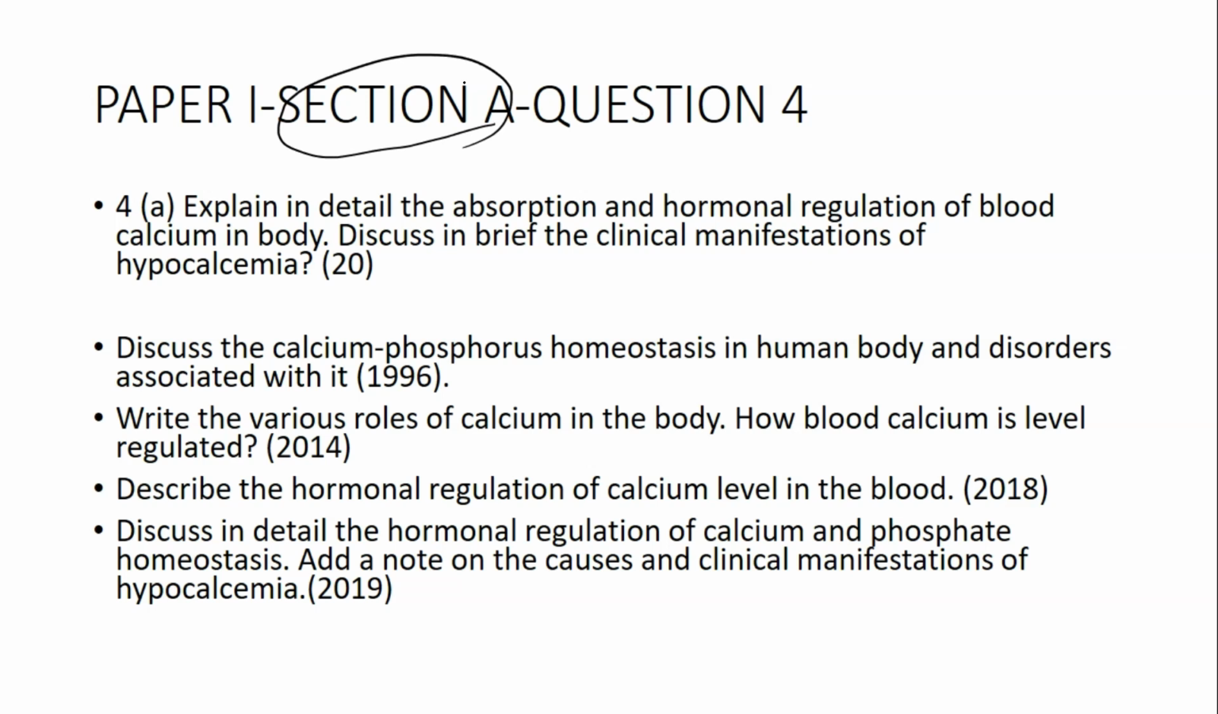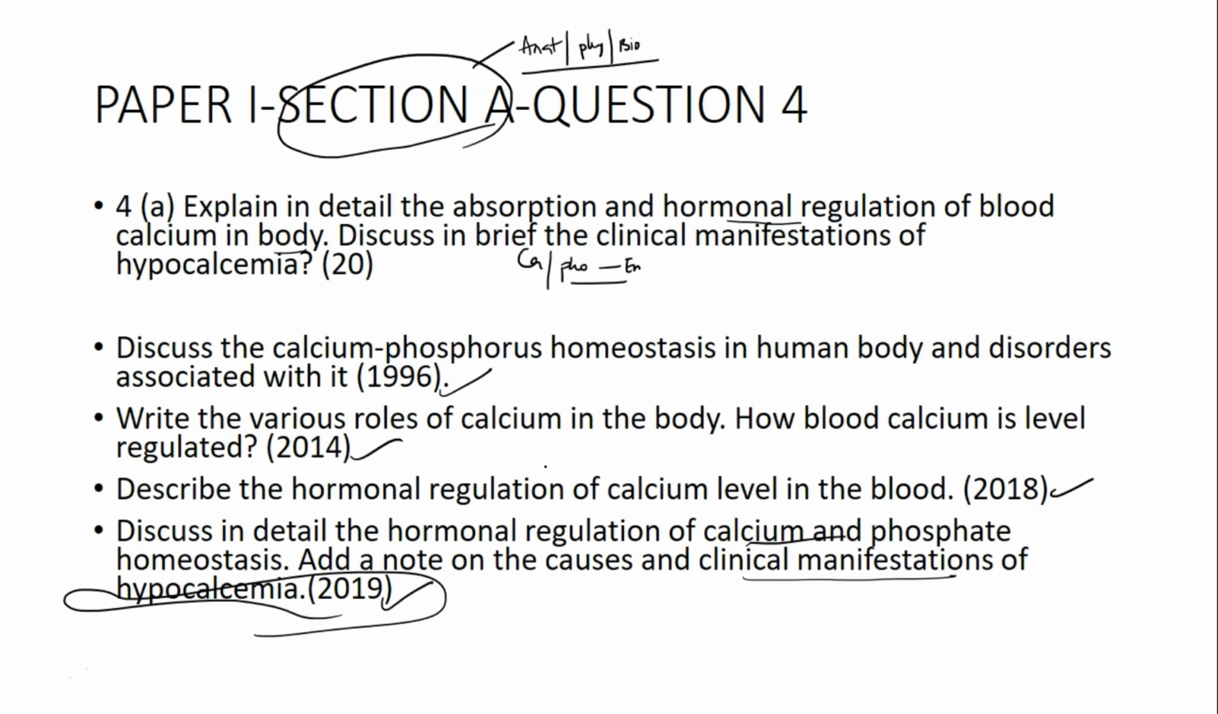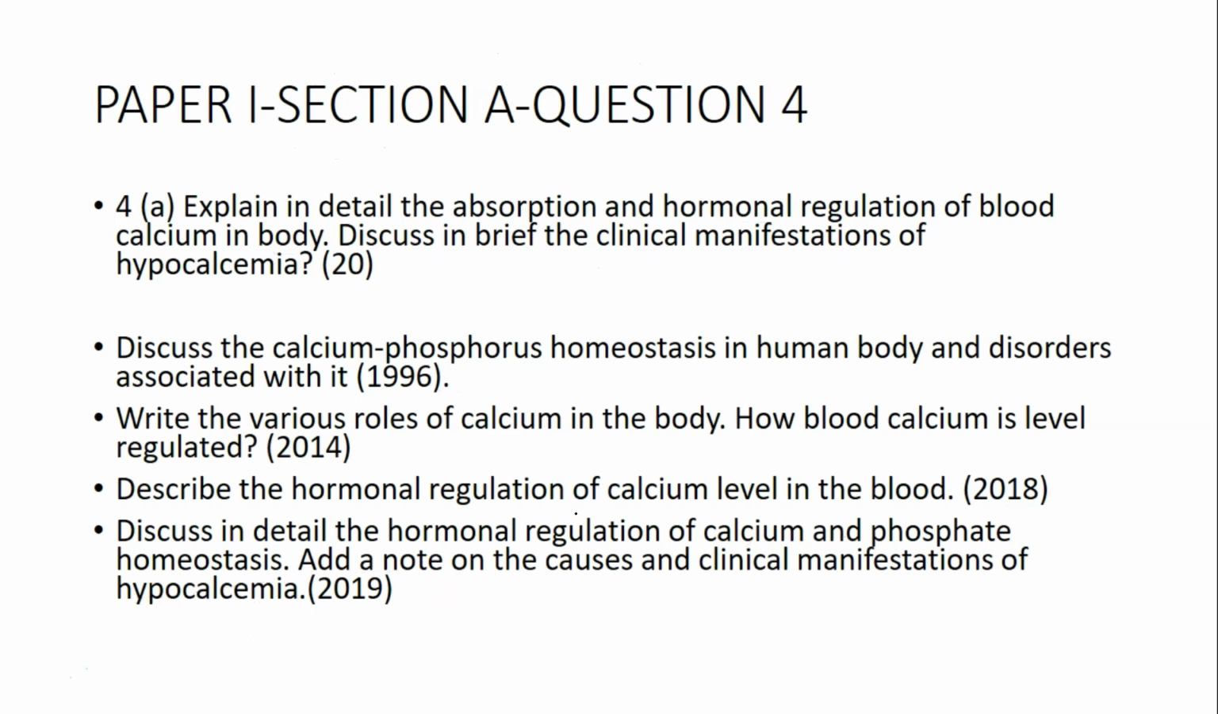If you are newly going through this question paper, we all know section A includes anatomy, physiology and biochemistry, right? So I'm just giving you the basic details. Now question 4 is absorption and hormonal regulation of blood calcium. Okay, so calcium-phosphate interplay from endocrine physiology is a favorite question. In 1996, 2004, 2018 and even 2019 they asked about calcium and phosphate regulation. The same question they're asking, and also the clinical manifestations of hypocalcemia. I told you, right, the 2019 paper is like a golden duck for this exam.